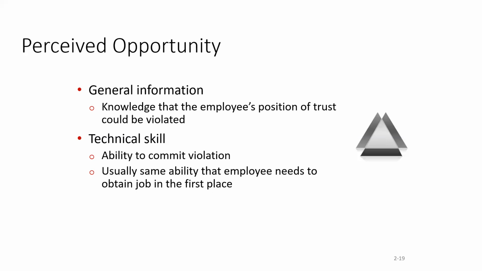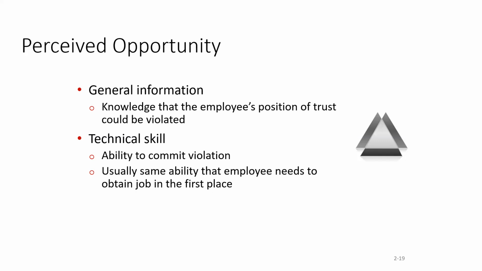In Cressy's view, there are two components to perceived opportunity to commit a trust violation. First, we have to have general information, and the second is we have to have some technical skill. So general information is simply the knowledge that the employee's position of trust could be violated.